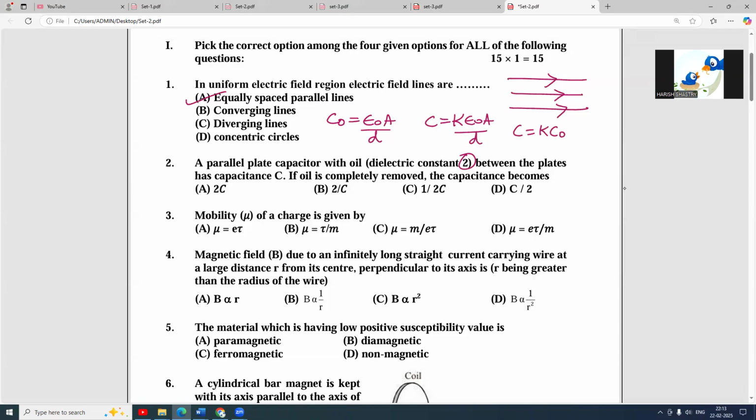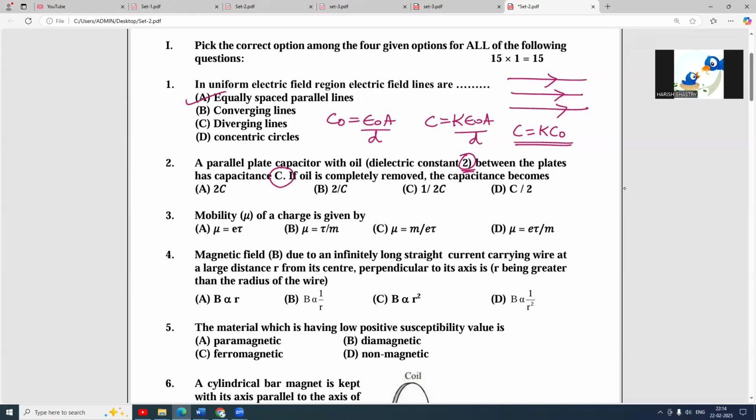Now here C itself is a capacitor with the medium, some medium of dielectric constant 2 introduced. And if you divide this by K, you will get C naught. That means if a medium of dielectric constant K is introduced between the capacitor plates, and its capacitance is now C, and if you remove that medium between the plates, then it becomes C by K.